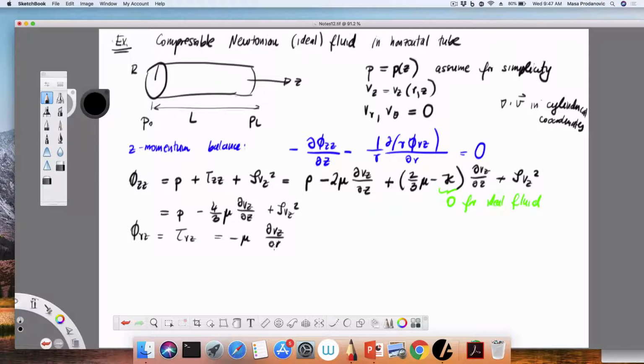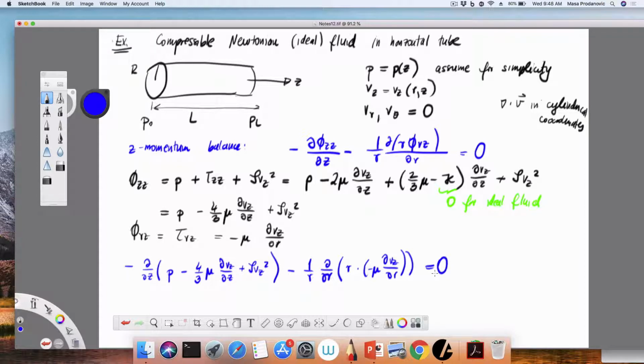And then there is another thing that we're going to assume. Let's just put it in to see what it looks like, and then we're going to throw in other assumptions. So I have minus d/dz of pressure minus 4/3 mu dVz/dz plus rho Vz squared, minus 1 over r d/dr of r times minus mu dVz/dr. So that is my equation.